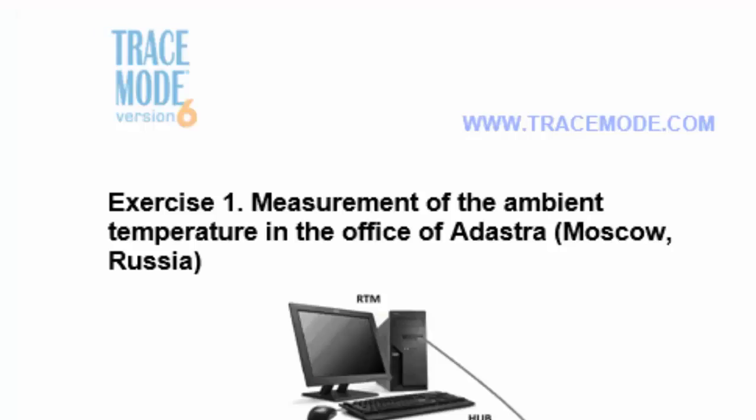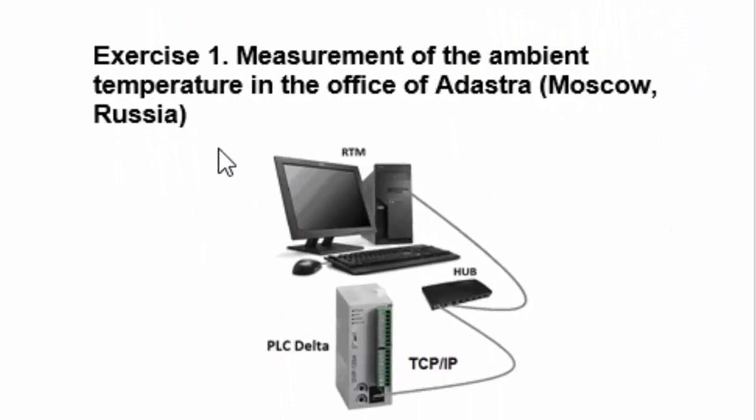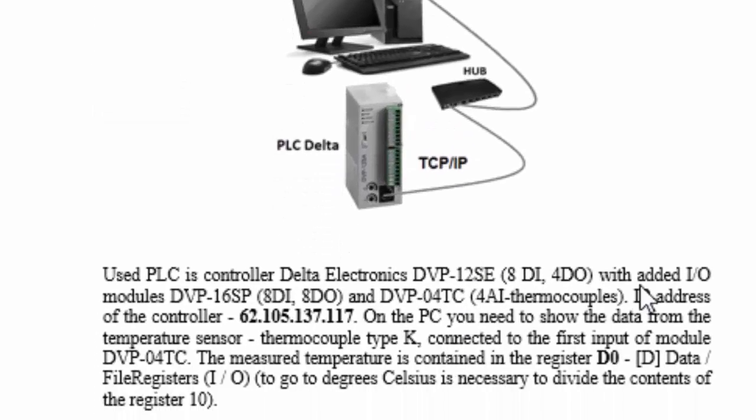Hey, let's together perform exercise number 1. Measurement of the ambient temperature in the office of Ardastra in Moscow, Russia. The PLC used will be a Delta Electronics DVP12SE controller with added I/O modules. The IP address of the controller will be that.